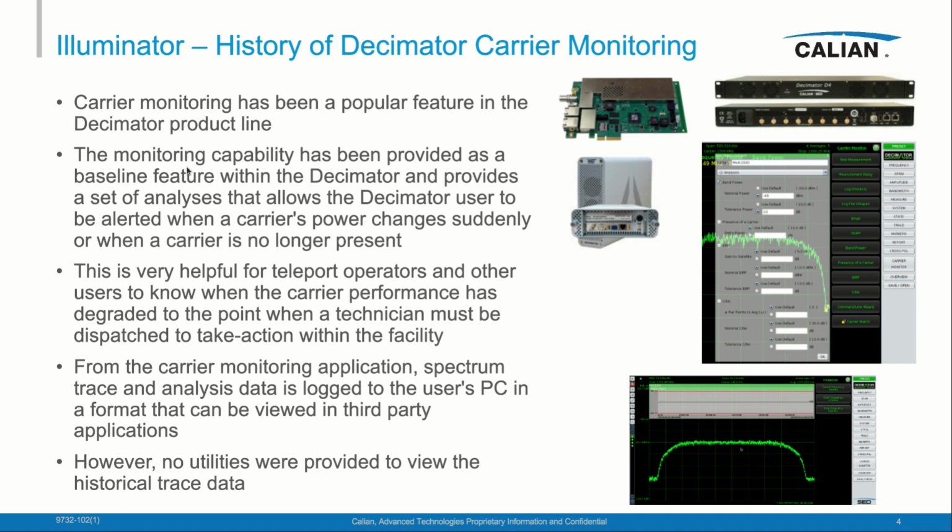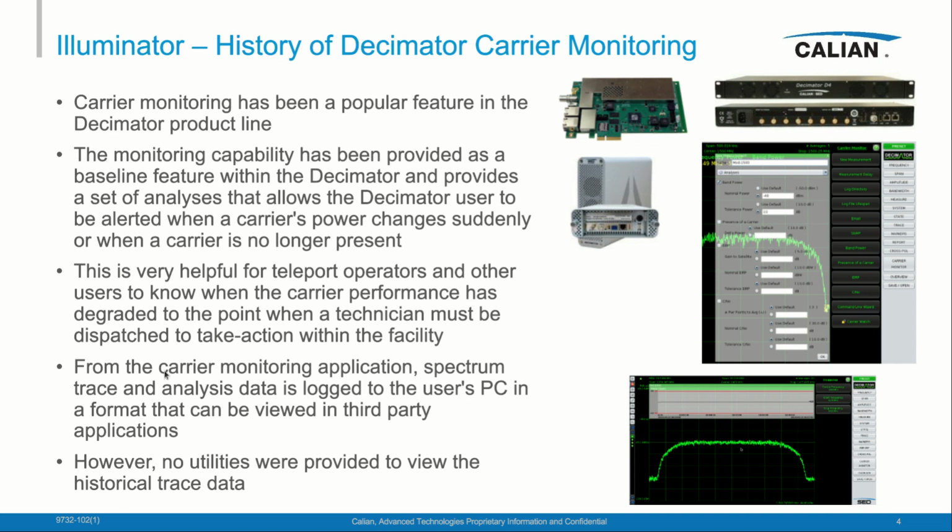The monitoring capability has been provided as a baseline feature with the Decimator and provides a set of analyses that allows the Decimator user to be alerted when carrier power suddenly changes or when a carrier is no longer present. You can see the different analyses here, and over in NMS as well, and how to configure them. This is very helpful for teleport operators and other users to know when a carrier's performance is degraded to the point when a technician must be dispatched and has to take some action in the facility.